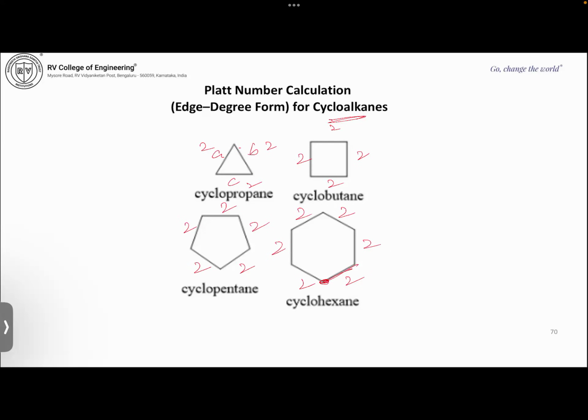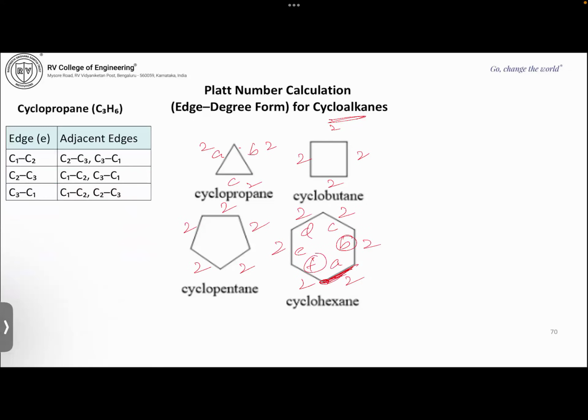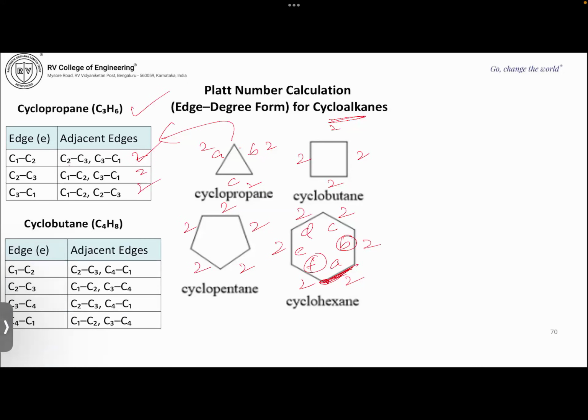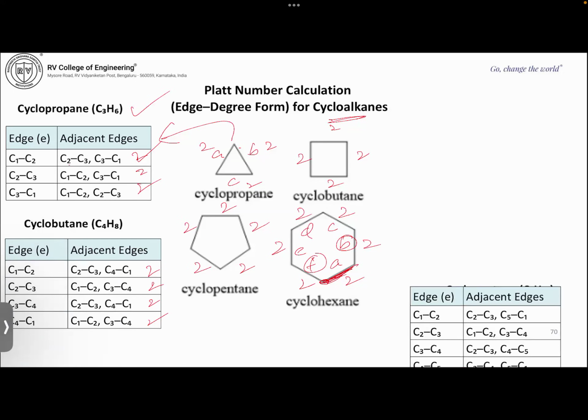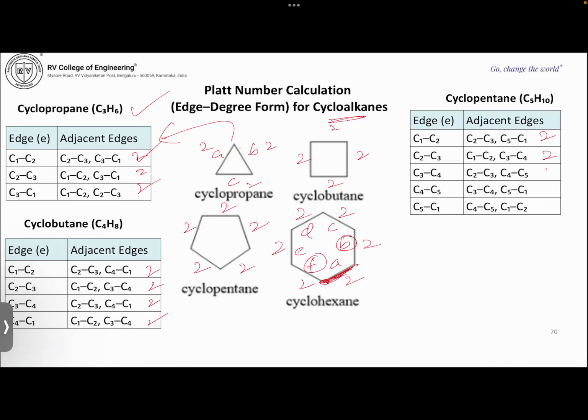If you take this one as A, B, C, D, E, F, then for A, B and F are the adjacent edges. If you take cyclopropane, C1, C2, C3, there are 2 degrees each, 2, 2, 2. Similarly, for cyclobutane, each edge has 2 neighboring edges, therefore the degree is 2. So for all of these molecules it is 2, 2, 2.